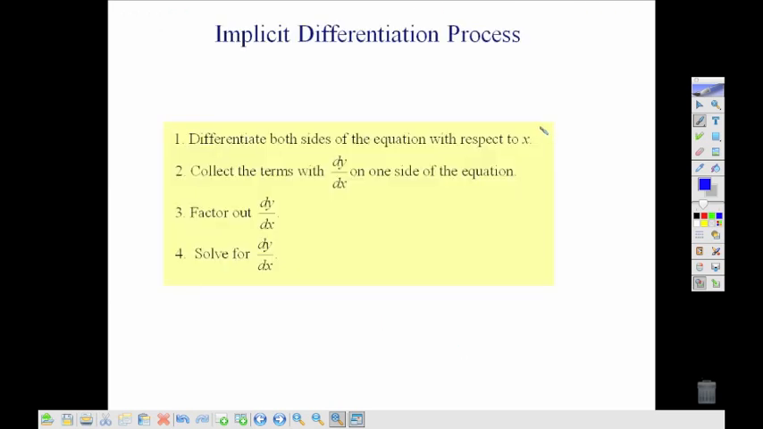So basically, the steps that we were using: we take the derivative of both sides with respect to x. We want all the dy/dx terms on one side so we can factor it out. We solve for that.